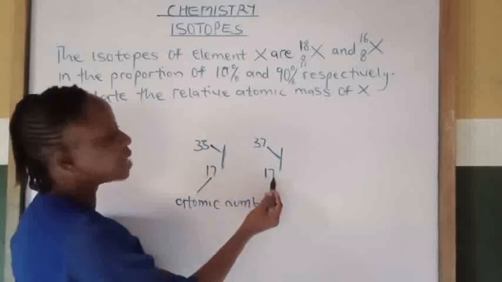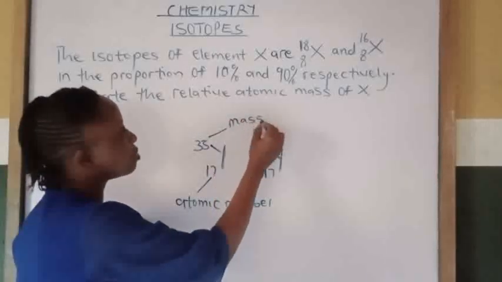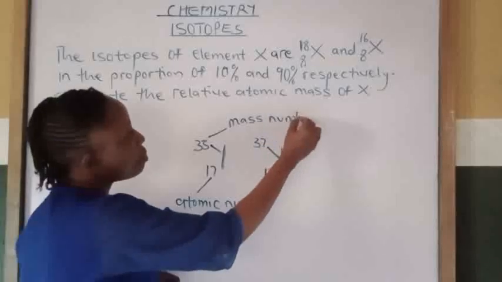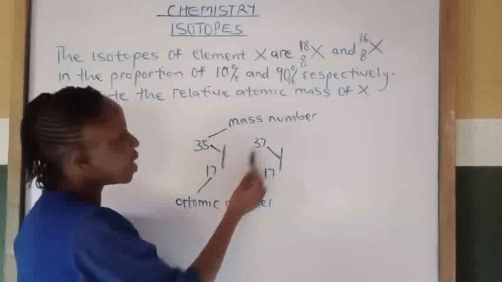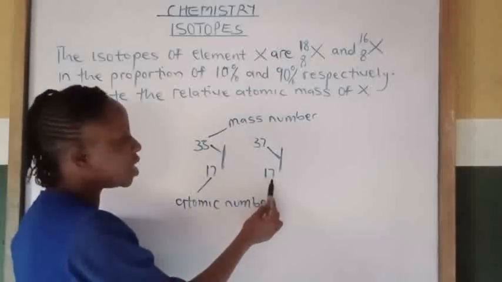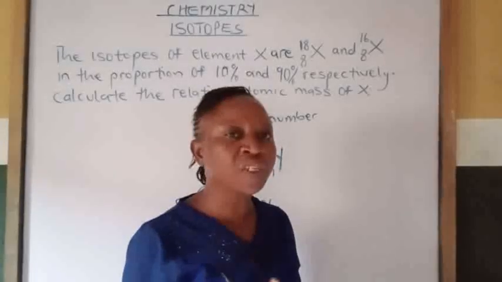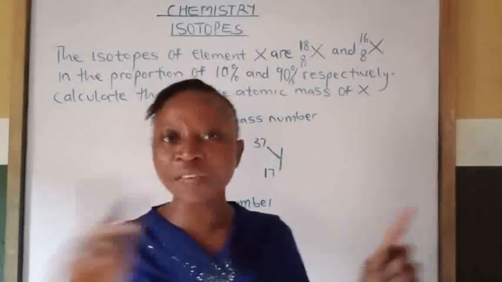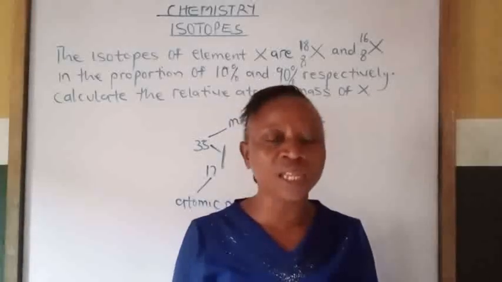So they have the same atomic number. Then the number up is called the mass number. So they have different mass numbers and the same atomic number. So when you have two or more elements of the same atomic number with different mass numbers, we say those elements are isotopic in nature.